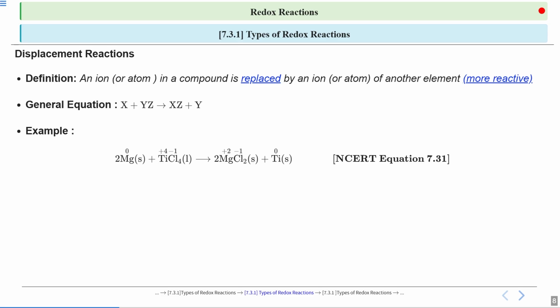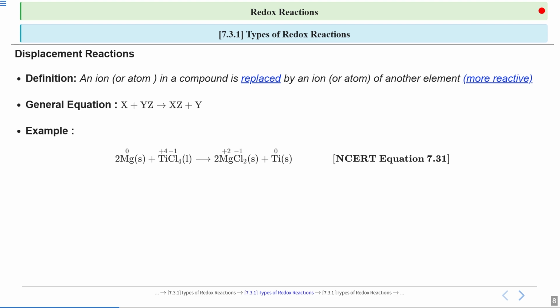So how does this happen, or what is happening? Here you will find that magnesium is existing in zero oxidation state, while in TiCl4, Ti is existing in +4 and chlorine is -1. While in the product MgCl2, Mg is in +2 and chlorine is in -1, and Ti is in 0. Now, you can clearly see that magnesium has taken the place of Ti. That means the displacement has occurred.